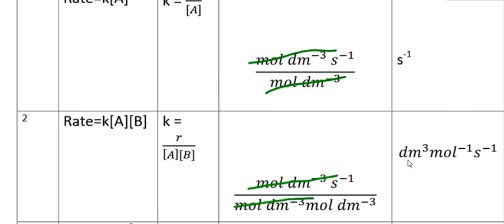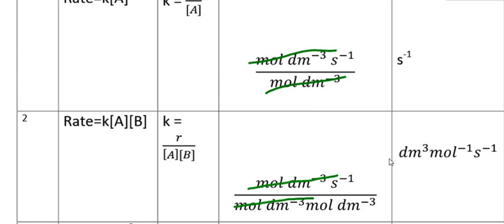Notice that it's good practice and the convention to put the positive indices, so here the decimeters cubed, at the front of the units. On the mark schemes, this is the mark that they want. They would allow it if you switched the two round, but it's good practice to always put the positive indices first.